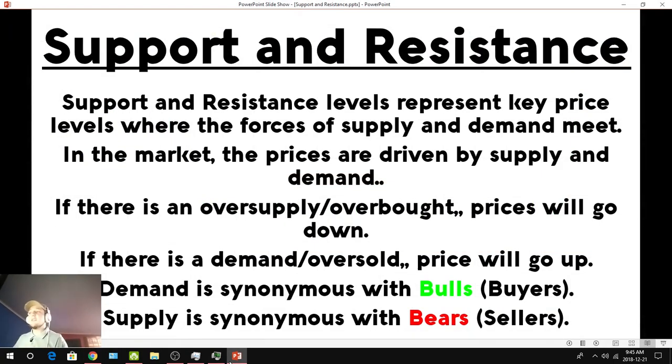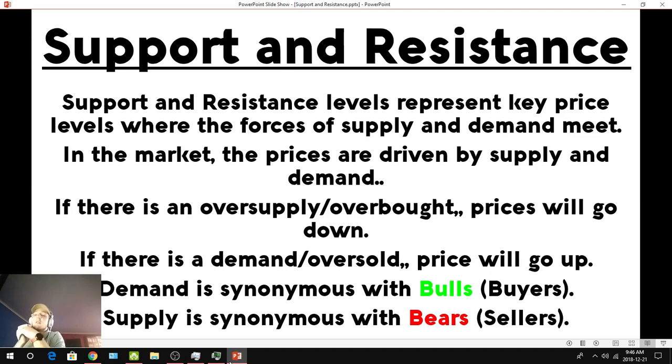Support and resistance levels represent key price levels where the force of supply and demand meets. Like I wrote it down, correct? In the market, prices are driven by supply and demand. If there is an oversupply, overbought, the price will go down, correct? And if there is demand, oversold, the price will go up.